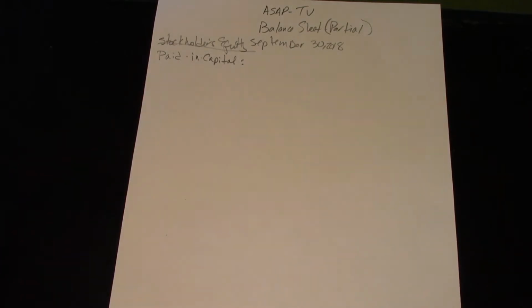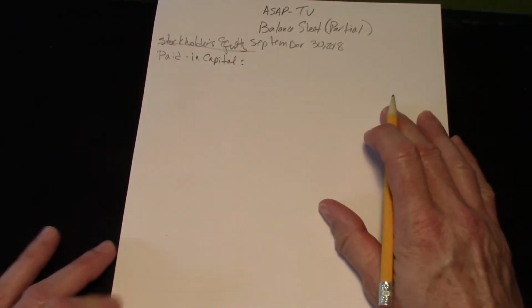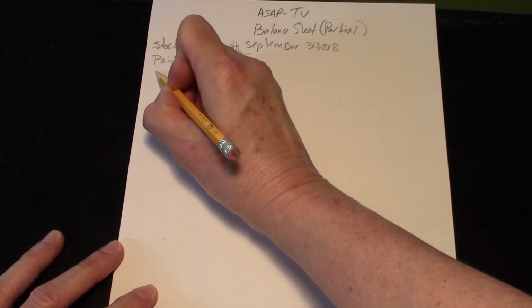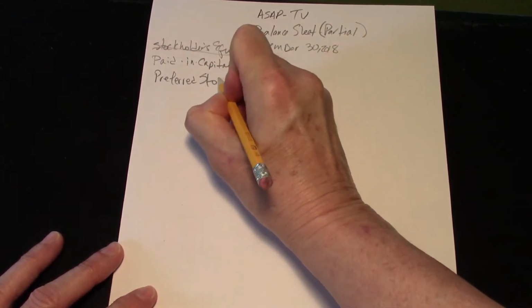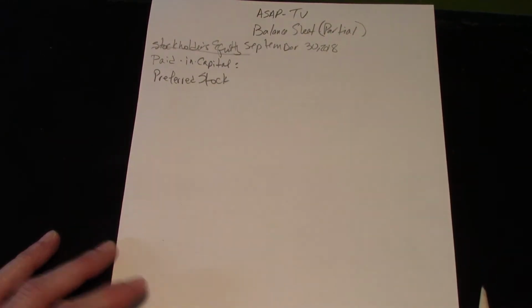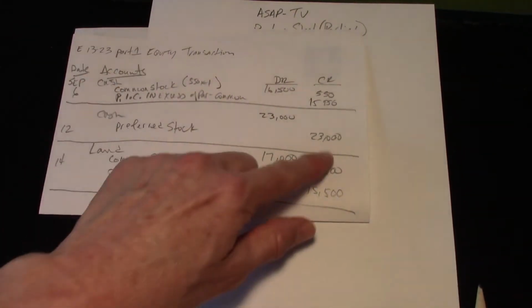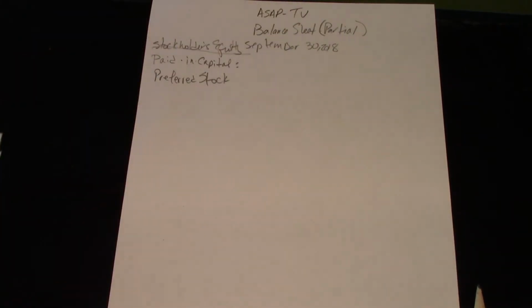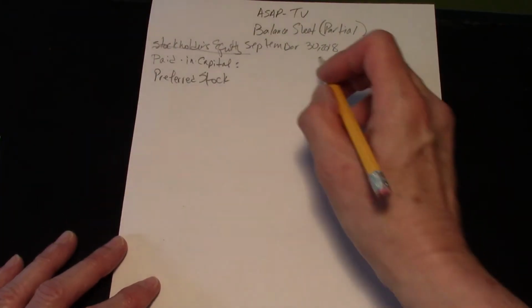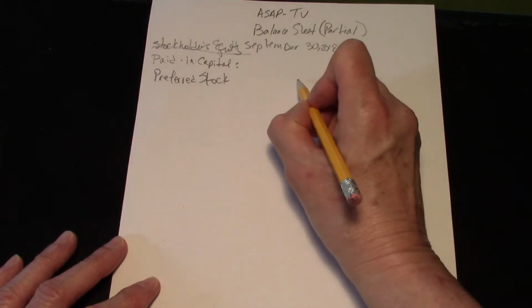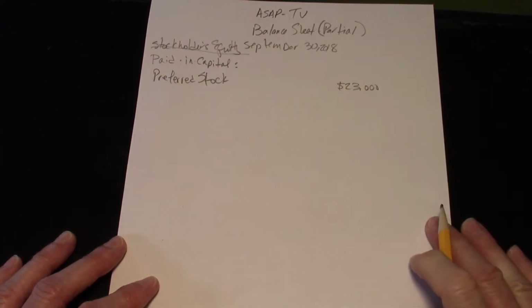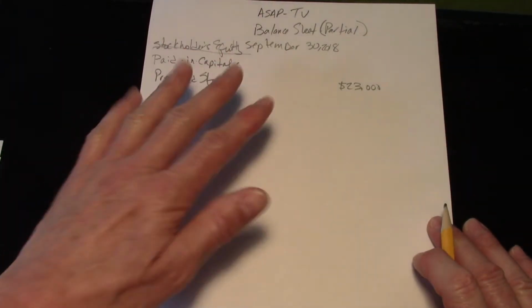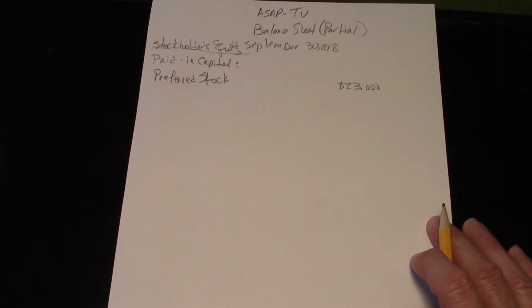All right, so paid-in capital, we start with preferred stock if they have it. Most people don't, but a lot of places do, if we need to learn what it is. Preferred stock. And we just had one issuance, so that's about 23,000, right? Okay. Then there was no preferred paid-in capital in excess of par. That's not a thing.